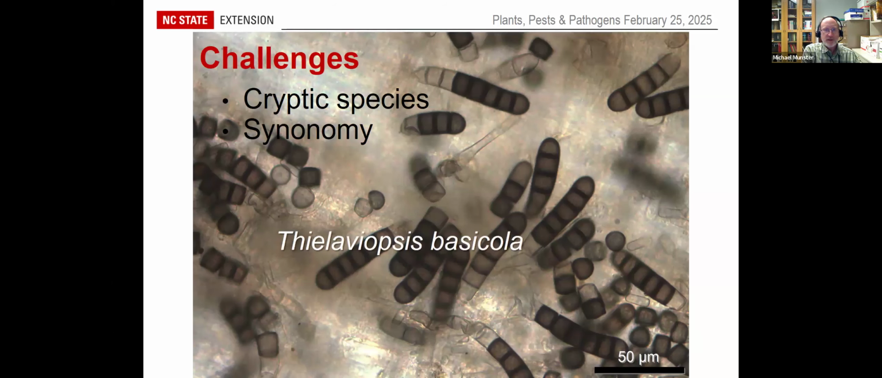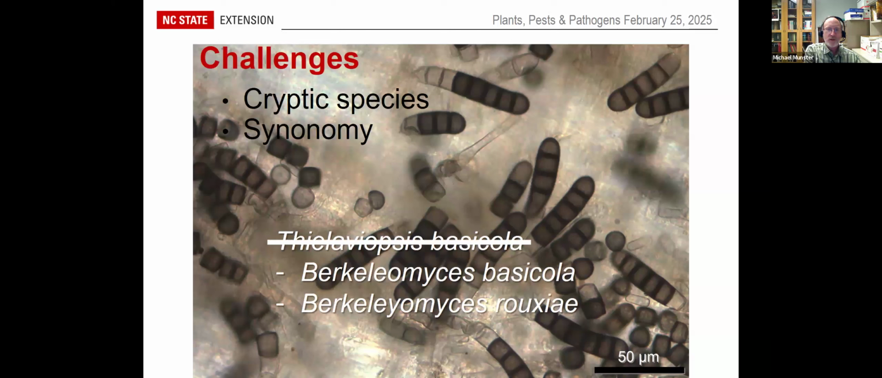So if you go to the next slide, Matt, these are spores, Alluria canidia, of the fungus that causes black root rot on pansies, on Japanese holly, on a lot of herbaceous perennials. But it turns out that they decided that it doesn't belong with the other members of the genus Thalaviopsis, and they discovered that there are two species, not one here. So now the names are Berkeliomyces basicula and Berkeliomyces ruxiae.